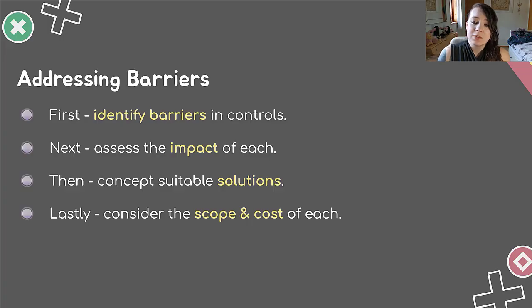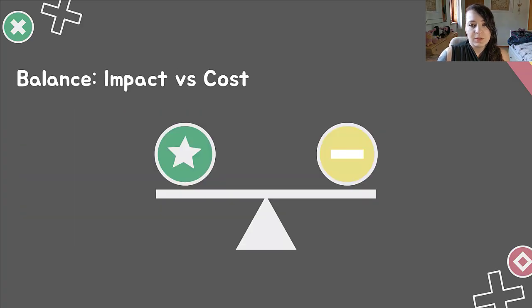Then you concept suitable solutions. And lastly, you consider the scope and cost of each. It becomes a balancing act between impact and cost. Often in accessibility, we talk about low-hanging fruit, or getting the most for your work. That's when the cost is low, but the impact is high. So let's unpack exactly how to measure accessibility impact and find your biggest barriers and your low-hanging fruit.